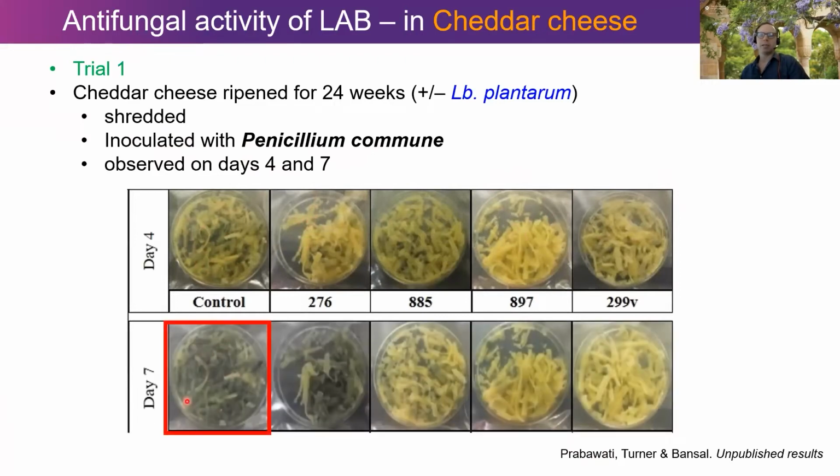By day 7, you can see the control cheese is looking pretty furry. The mold is growing, and also on this one here with this plantarum strain. But these three cheeses here look pretty good. There's a little mold spot there and there, but largely it was improved compared to the control. This plantarum strain didn't grow very well in the initial fermentation phase. The numbers are about 1 log less than these ones, so that's probably why it didn't work as well.